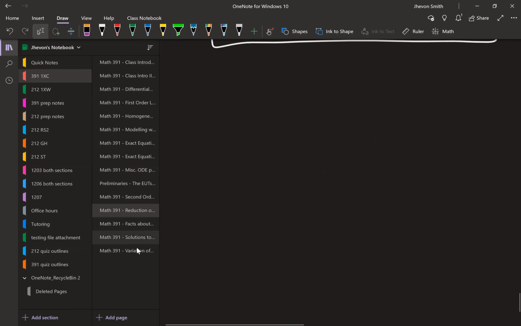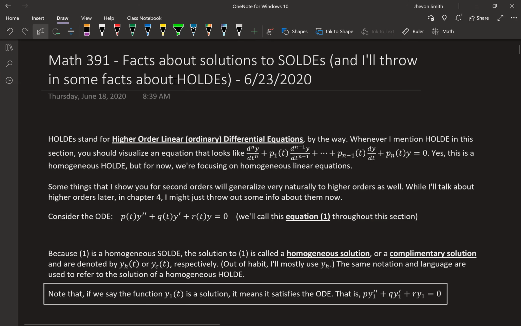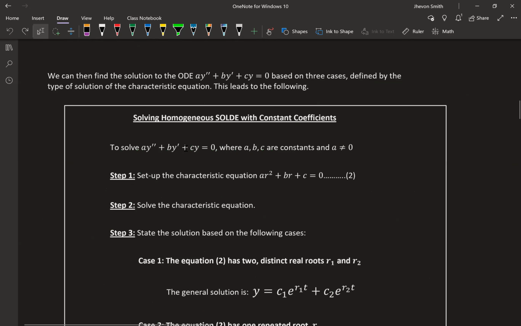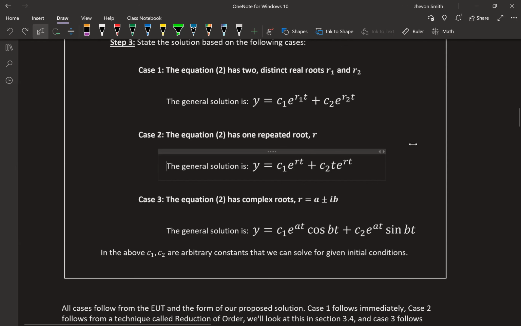Okay, now I want to talk about some facts about the solutions, right? So as you might have noticed, I assume that once we make a certain assumption in this box, that there are three possibilities for the solution. And you'll notice that all of them have two parts to them. There's a C1 times one function plus a C2 times a second function. Notice that there is no C3 times a third function, or C4 times another function, or notice that there isn't just a C1 e to the rt.